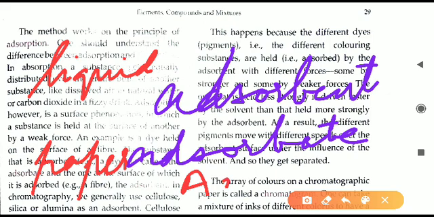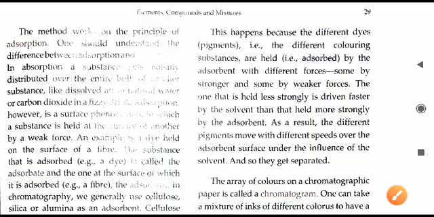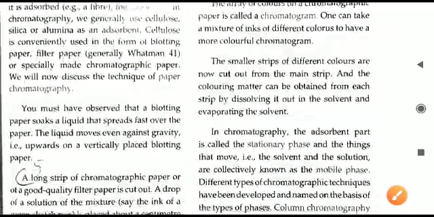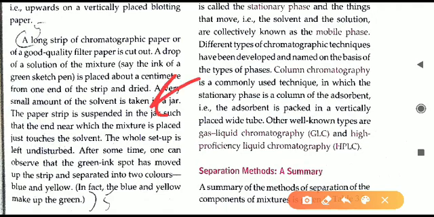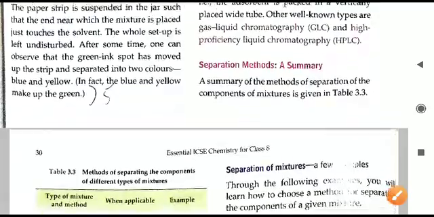This full process is called what? This process is called adsorption. Don't confuse it with absorption. I have written A D, not B. So this is the adsorption process. By the principle of adsorption, this process of chromatography is continuing. This full process is explained in this part of the paragraph. All the reading part you can do. Same things I have already explained.